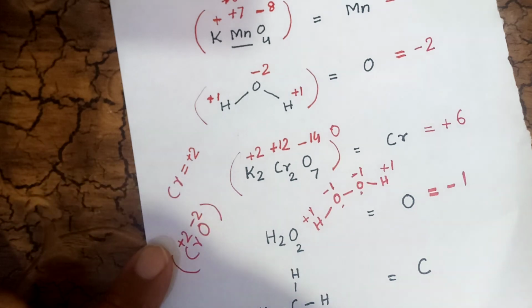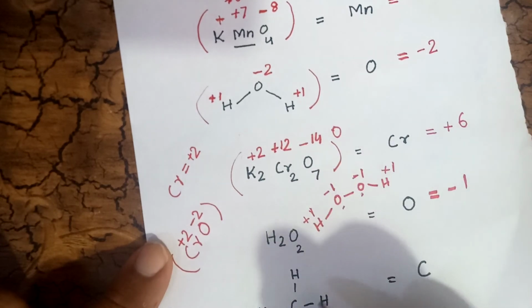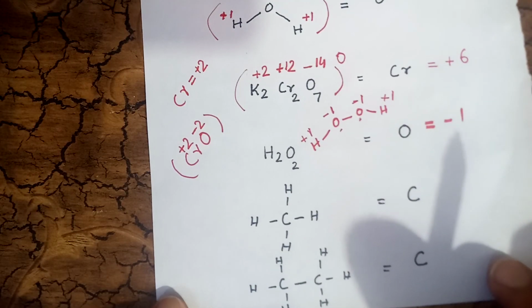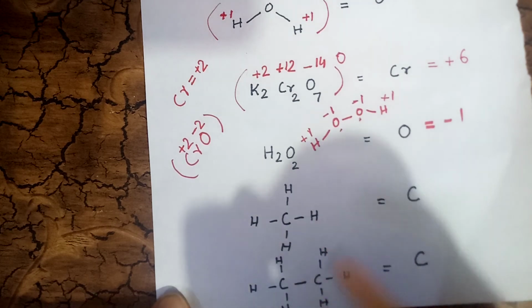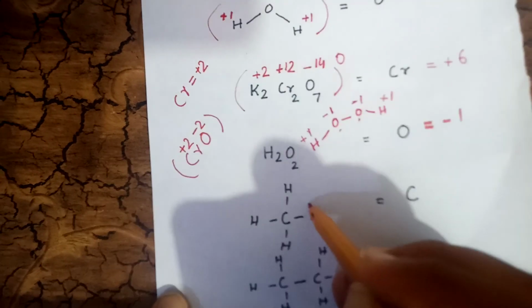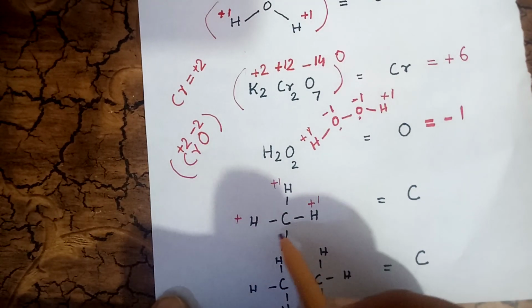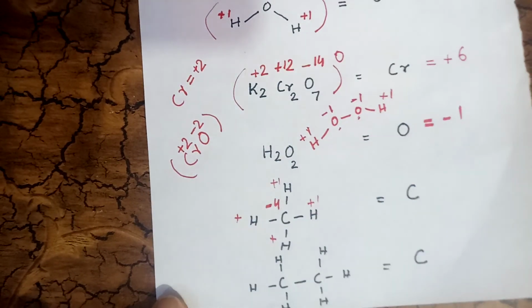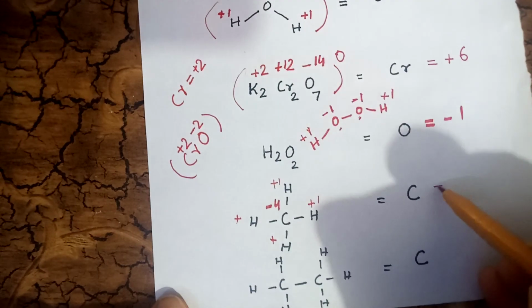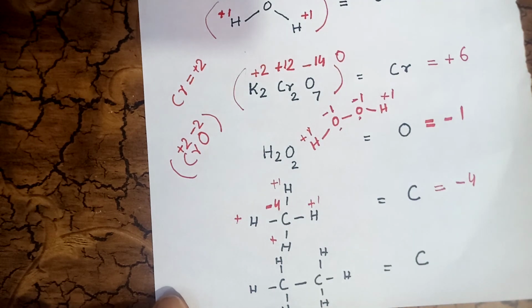Okay, keep this thing in mind. If we have this carbon, look, we have this carbon bonded to 4 hydrogen. So +1 +1 +1 and +1. So the oxidation state of carbon is -4. Here the oxidation state is -4, I am talking about the carbon.